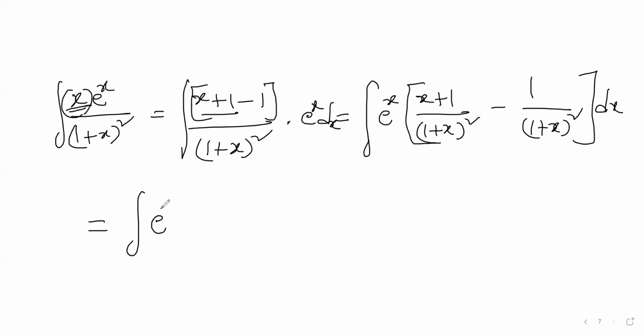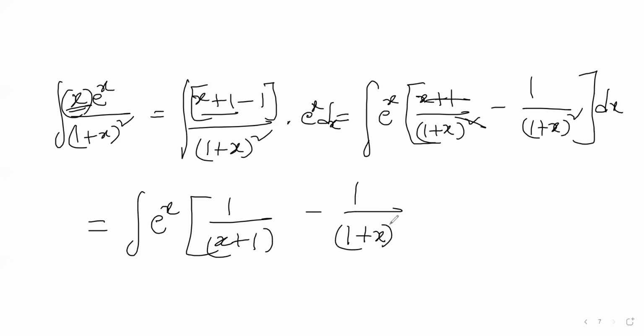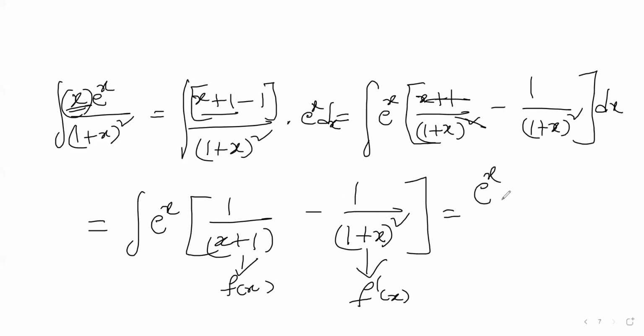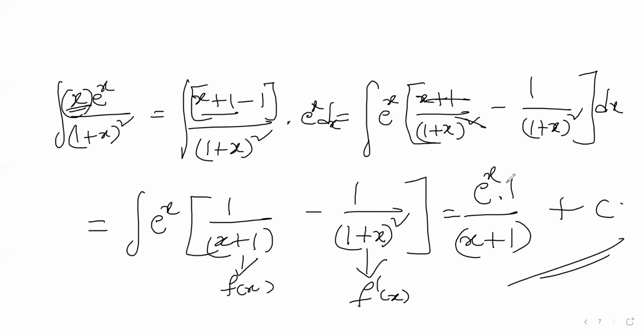So the integral of e power x into, let's cancel x plus 1 here, so it is 1 by x plus 1, and then minus 1 by 1 plus x whole square, right? If I assume this first part as my f of x, its derivative f dash x is over here. And hence the answer is e power x into f of x, that is e power x into 1 by x plus 1, plus constant. Or you can write e power x by x plus 1 plus constant. So that's the answer for you.